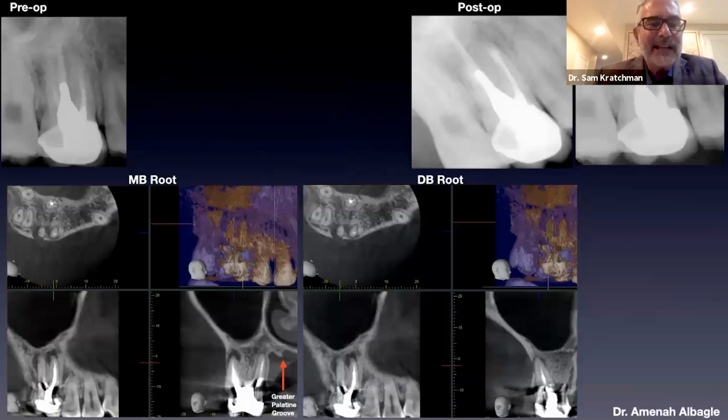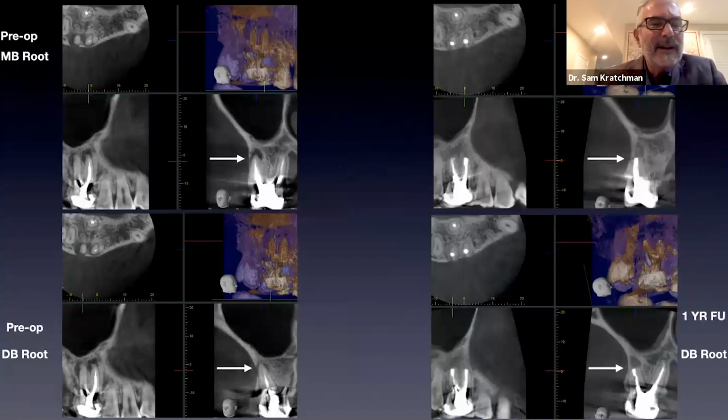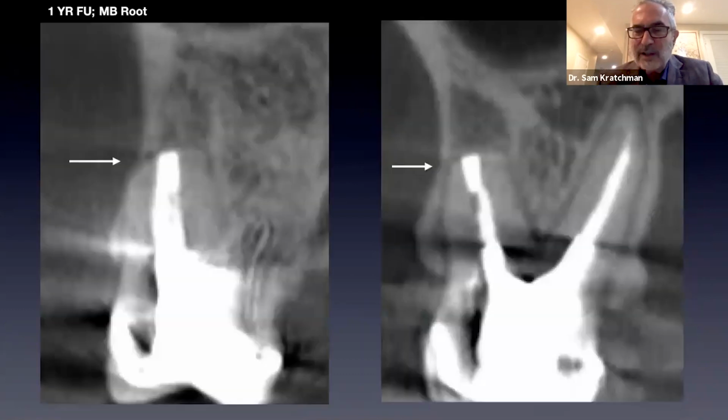Next case is an upper molar, mesial and distal root. And you can see, once again, pre-op, post-op, 1 year follow-up. So look at the pre-op of the lesion around the mesial root and the distal root, different angles here. And now let's compare. And once again, here is the pre-op cone beam. Here is the 1 year follow-up on the mesial root. You have healing, but we're going to focus on here where the big white arrow is. Once again, distal buccal, great healing. And we'll focus here.